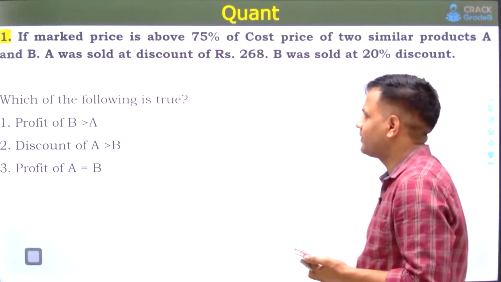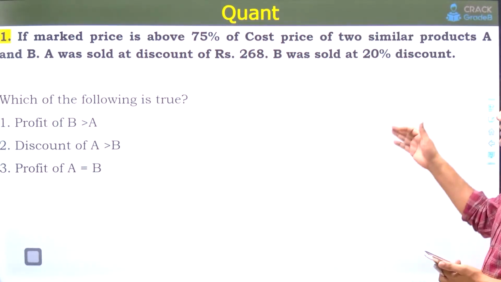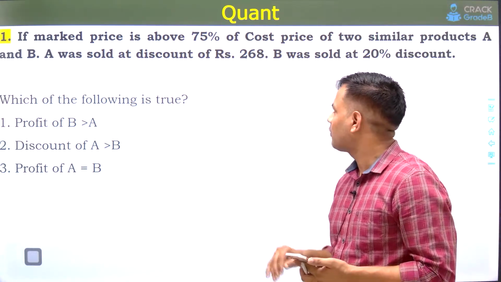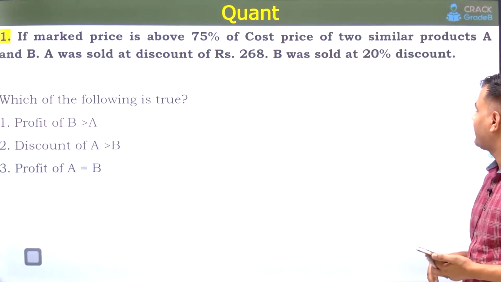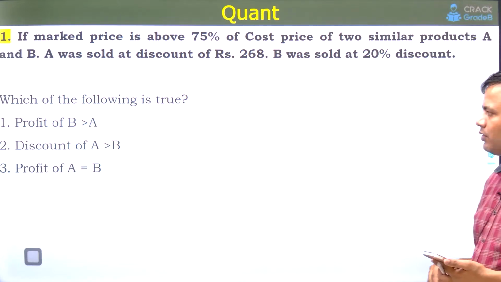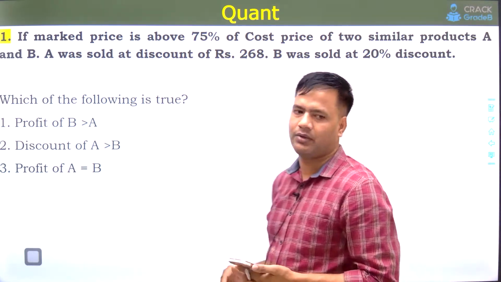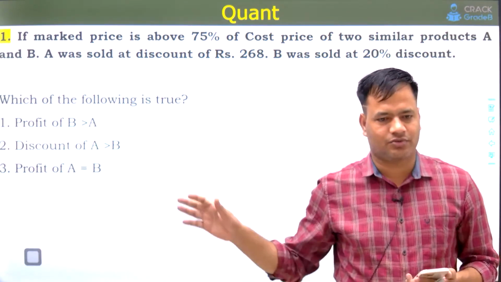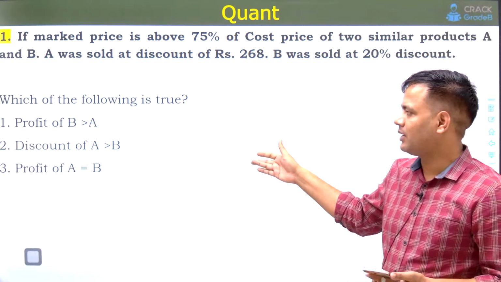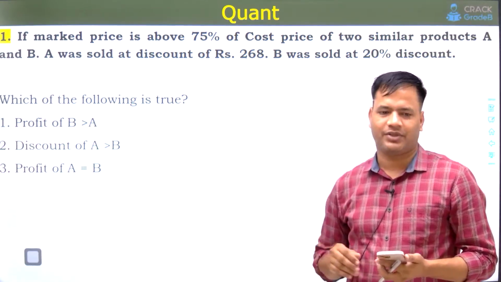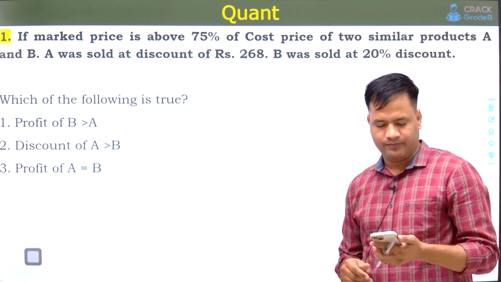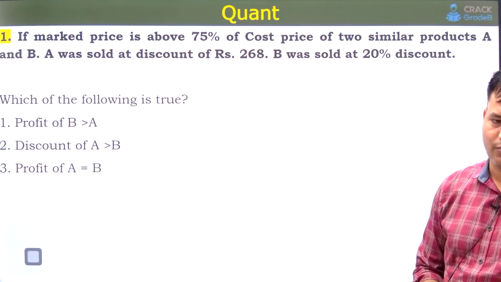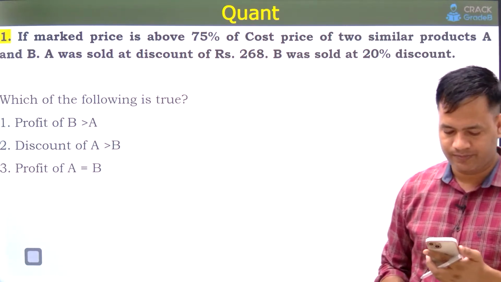So the first question was this: if the marked price is above 50% of the cost price of two similar products A and B, A was sold at a discount of rupees 268, and B was sold at 20% discount. Which of the following is true? The statement was simple, and only three statements were given. Most students panicked after seeing this and did not attempt it. If you have some basic concept of quant, the question was not difficult.